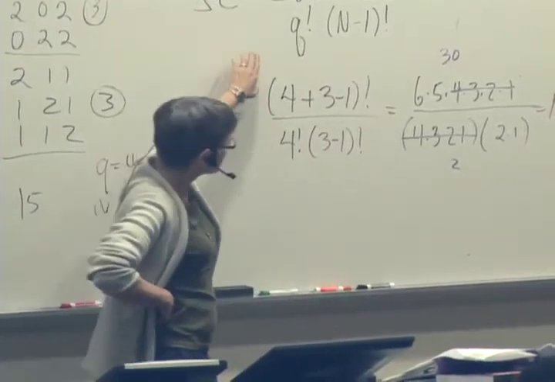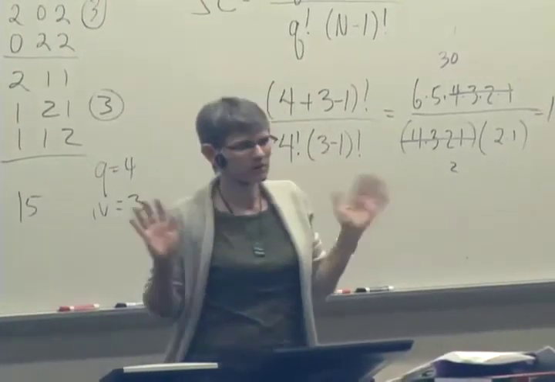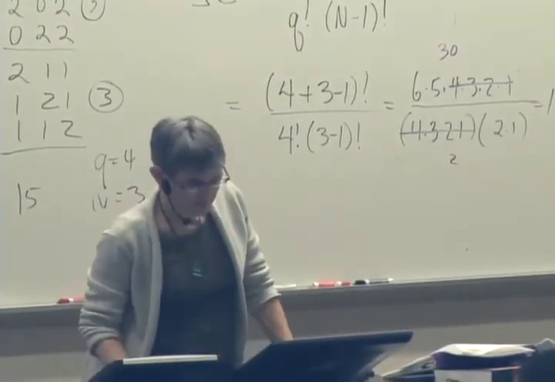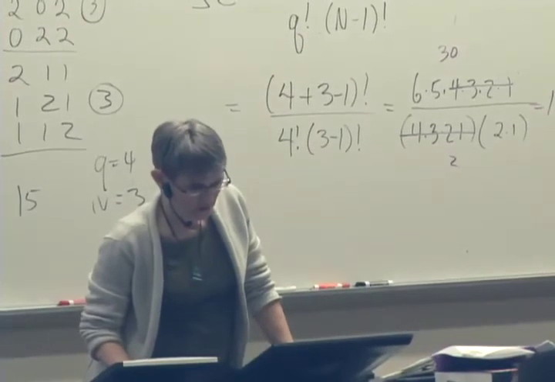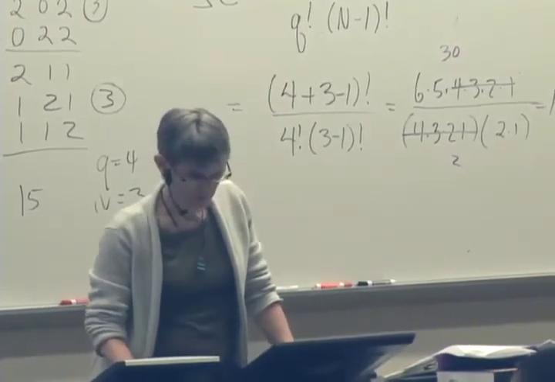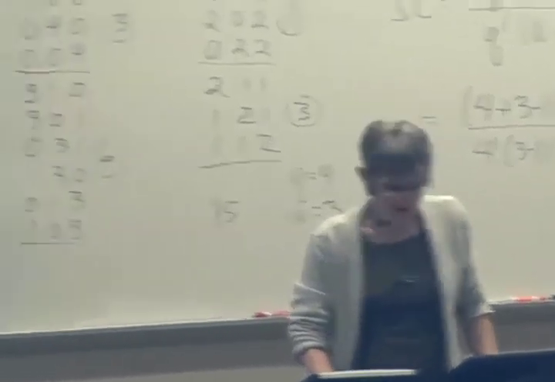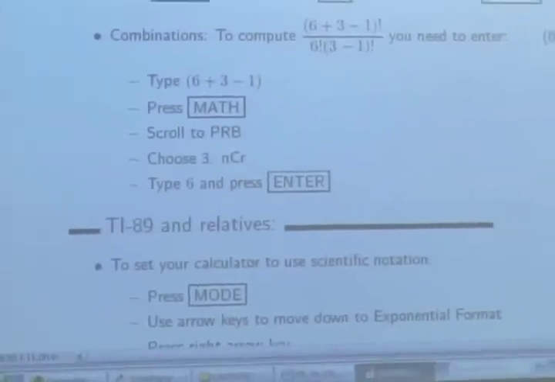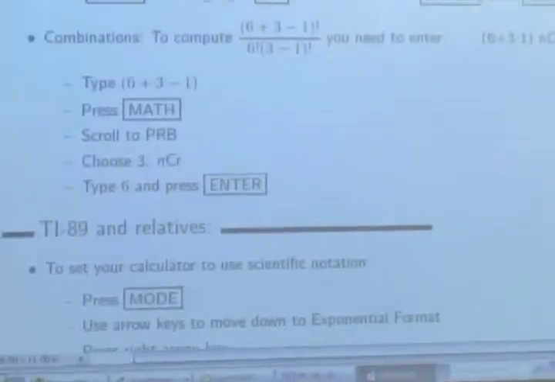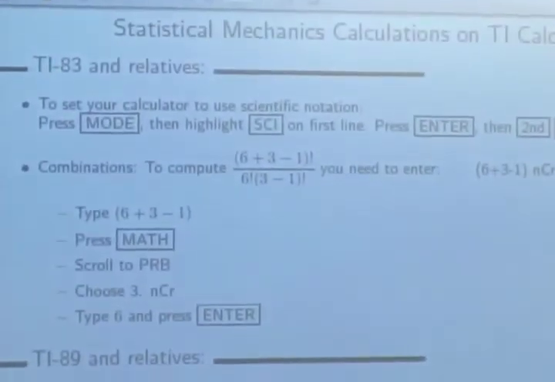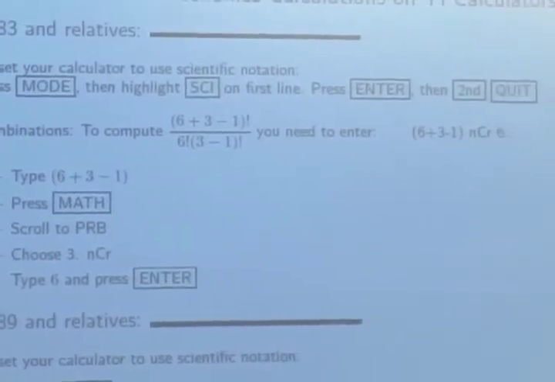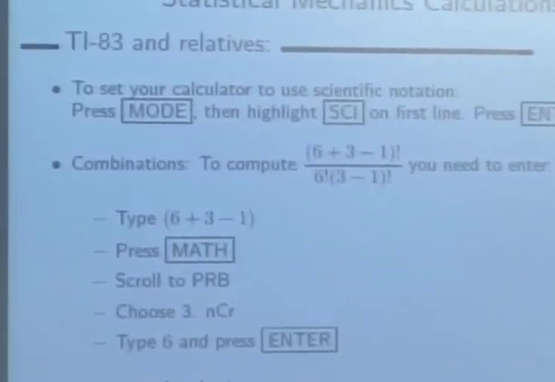So this formula is actually available in your calculator. It's called the Combin formula. Let me blow this up so you can see it. First of all, you've got to get your calculator into scientific notation because these numbers get big. If you have an 83 or an 83 plus, you use mode, then highlight sci, and then enter.